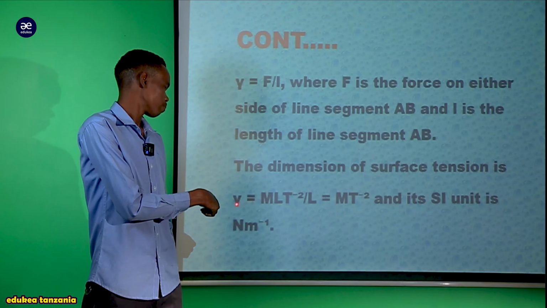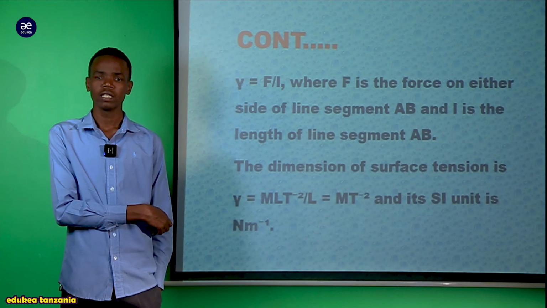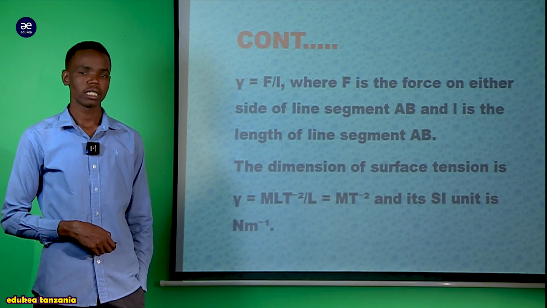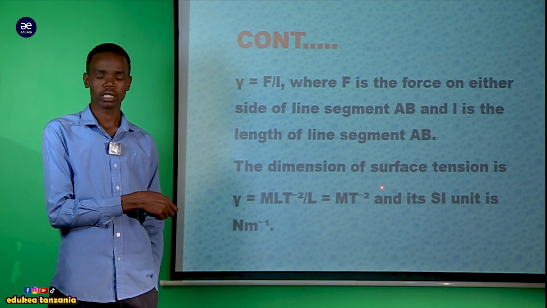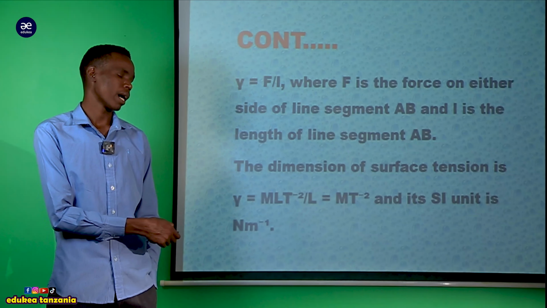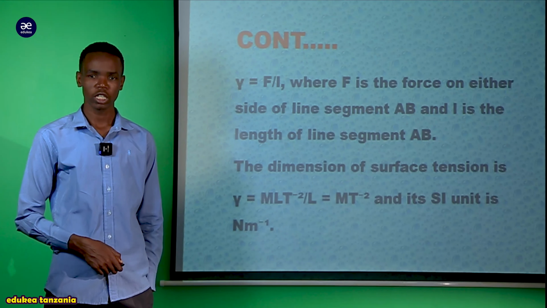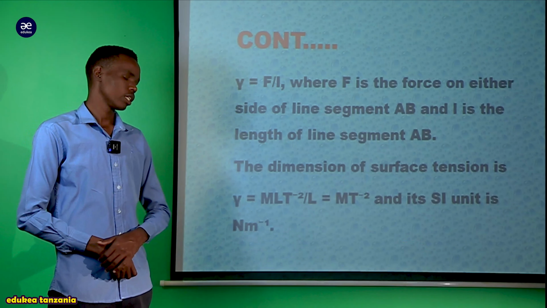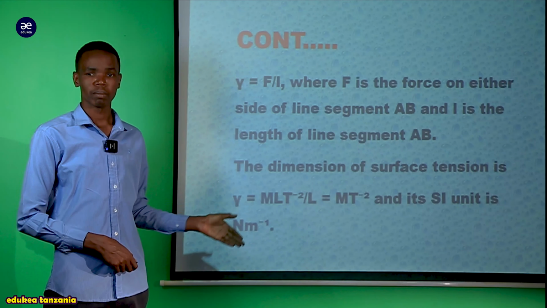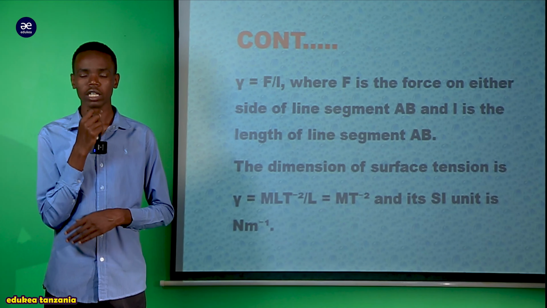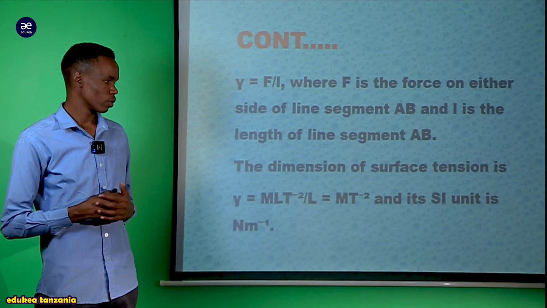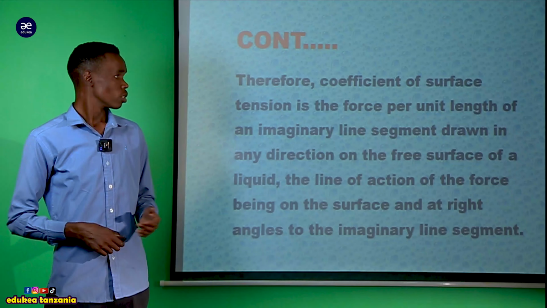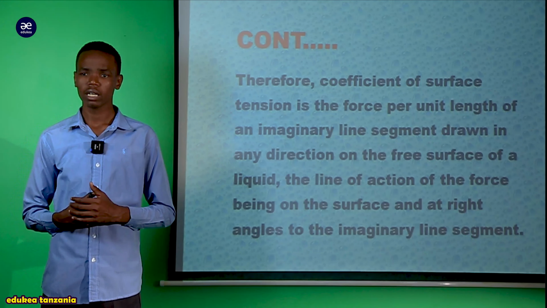So the dimension of this surface tension must be equal to MT to the power negative 2 as we seen here. This M is the mass and also T is the dimension of the time, where this could give us the unit which is Newton per meter. Kwa unit ya surface tension itakuwa ni Newton per meter as we seen here, my dear student. This will be the unit. So after there, let us go and conclude here.